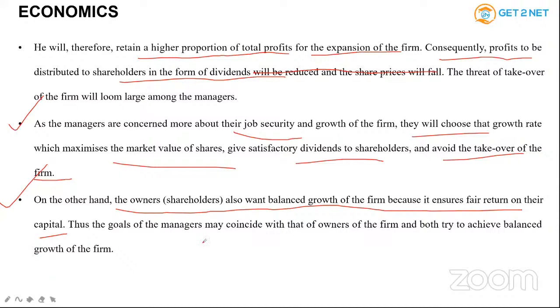Thus, the goals of the manager may coincide with that of the firm, and they both try to achieve balanced growth of the firm. Okay, so this is your third objective, growth maximization. Let's move to your fourth objective.